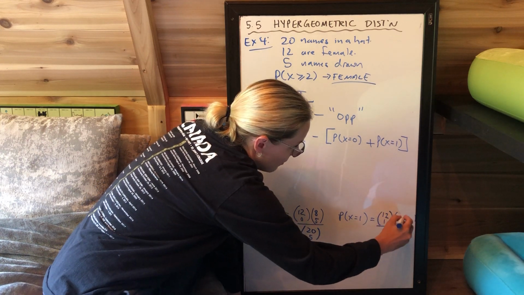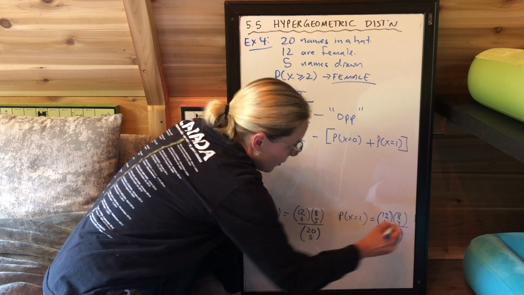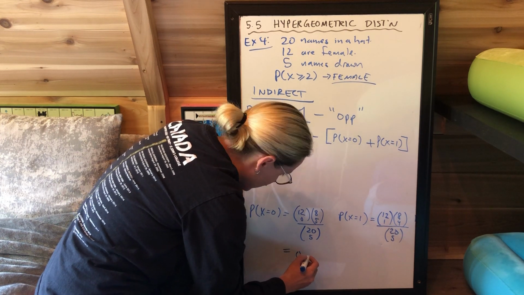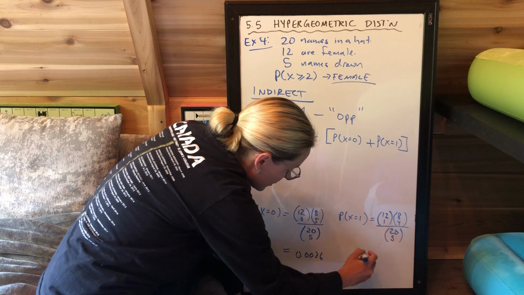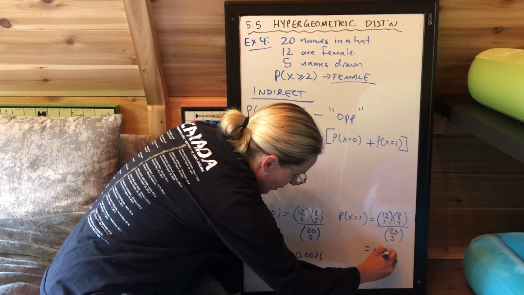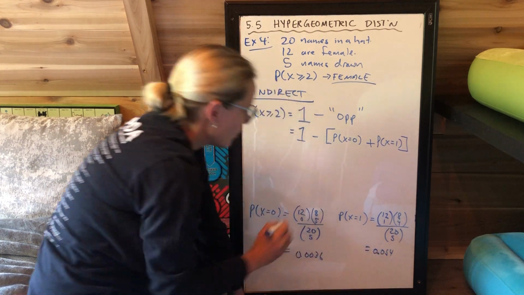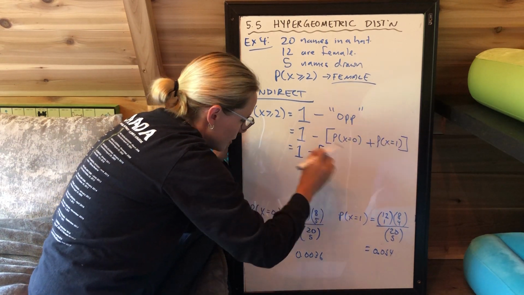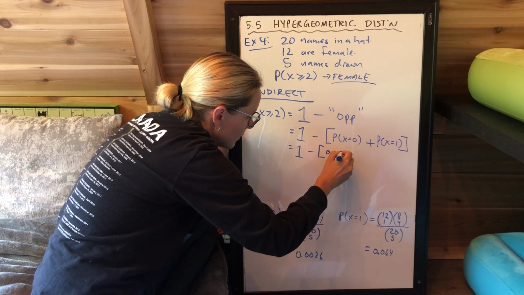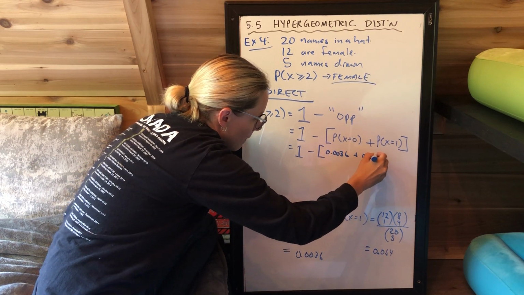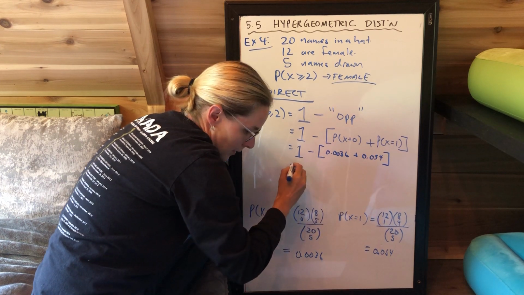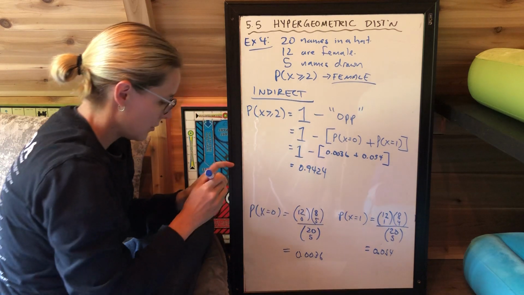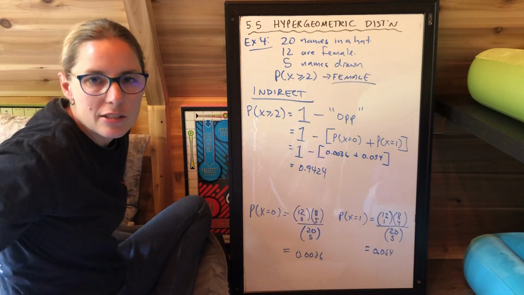Of the 8 males, then how many do we get to choose? 4. And when you actually go and calculate this, this one is 0.0036. This one is 0.054. So when we plug it into this part of the indirect formula, we will add them first and then subtract them from 100%. And in the end, we'll get an answer of just over 94% chance that we get at least 2 females.